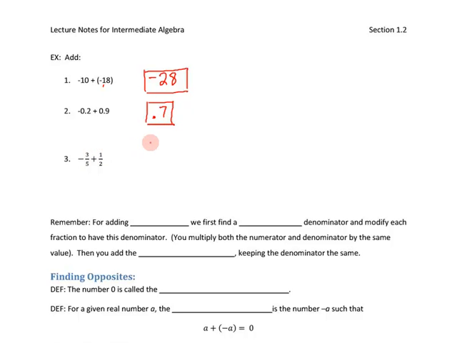Now if we need to add fractions together, remember that for adding fractions, we have to first find a common denominator and modify each fraction to have this denominator. So we're looking for the smallest number that both 5 and 2 would go into, their lowest common multiple, and then we're going to multiply by what we need to get to that common denominator, both on top and on bottom, and then do the same thing for the second fraction. And then once they have a common denominator, we add the numerators and keep the denominator the same.